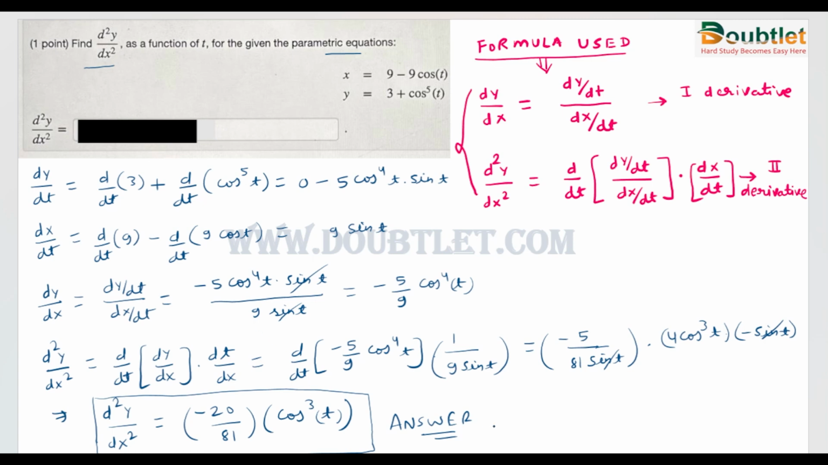So I hope you got the concept to find the double derivative of any parametric equation. Basically we cannot directly calculate this, but finally we have to multiply dt by dx in this term. So you have to remember these two formulas, and this is the answer.